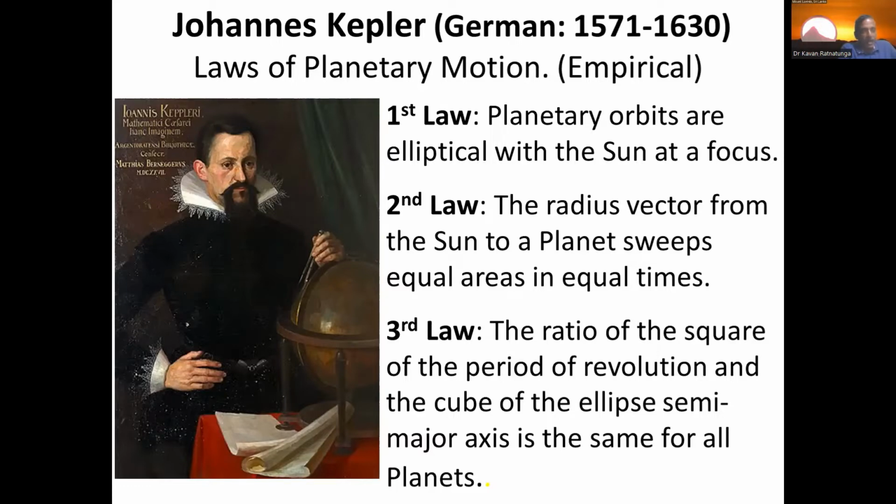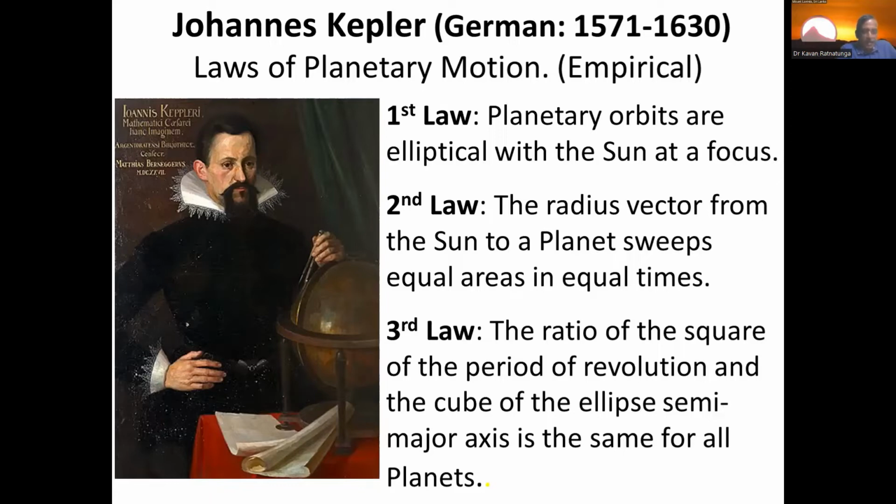He put the sun at the focus of an ellipse. He said that the radius vector sweeps out equal areas in equal times. And then he also found a relationship between the period of revolution and the semi-major axis.